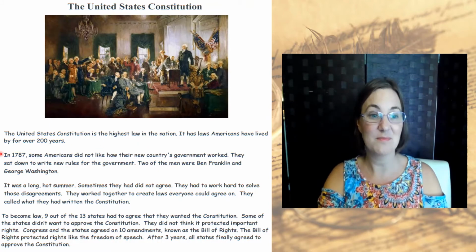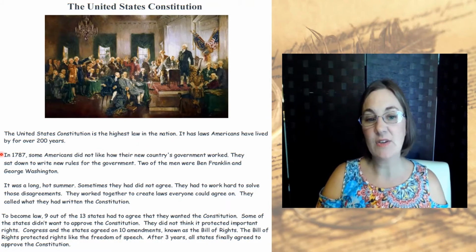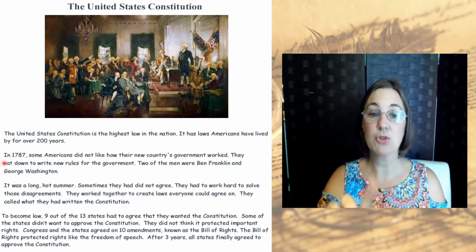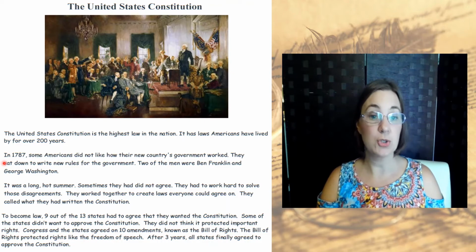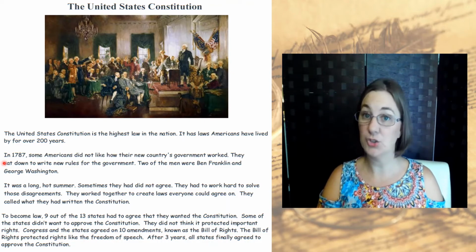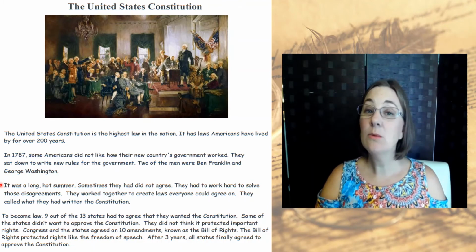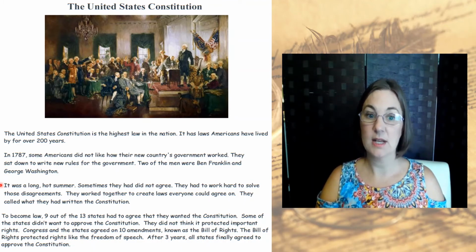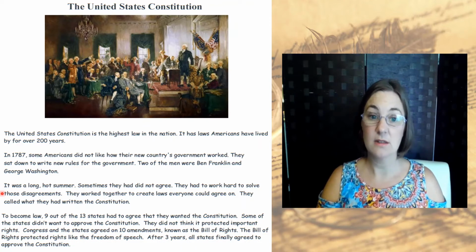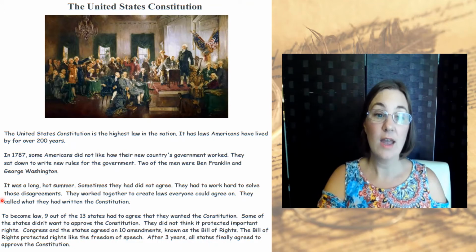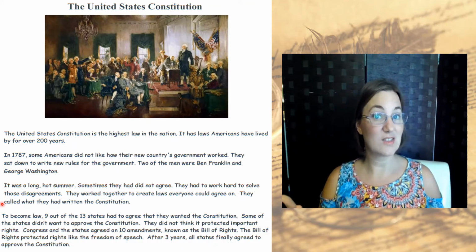Let's keep reading. In 1787, some Americans did not like how their country's government worked. They sat down to write new rules for the government. Two of the men were Ben Franklin and George Washington. You may have heard their names before. It was a long, hot summer. Sometimes they did not agree. They had to work hard to solve those disagreements. They worked together to create laws everyone could agree on. They called what they had written the Constitution.